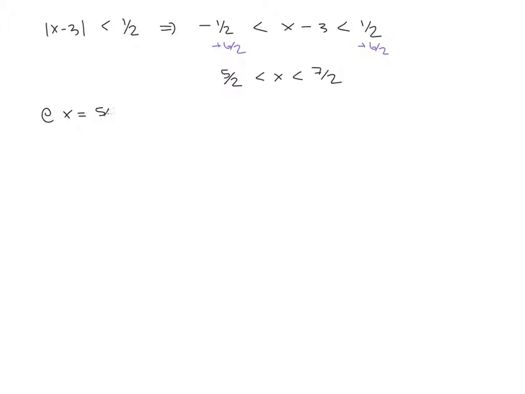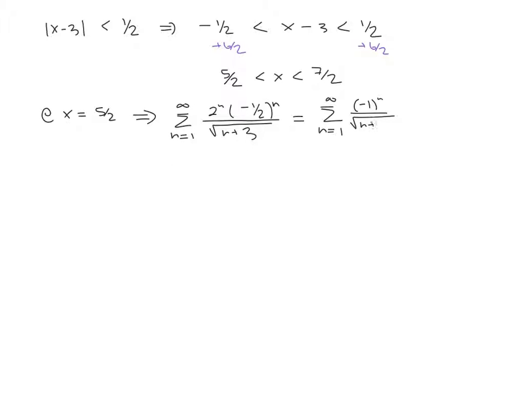At x equals 5 halves. That means we have the sum from n equals 1 to infinity, 2 to the n. When we plug in 5 halves for the x, we have 5 halves minus 3. That's negative 1/2 to the n over the root of n plus 3. And that simplifies further into the sum from n equals 1 to infinity, negative 1 to the n over root n plus 3. And this will converge by the alternating series test.